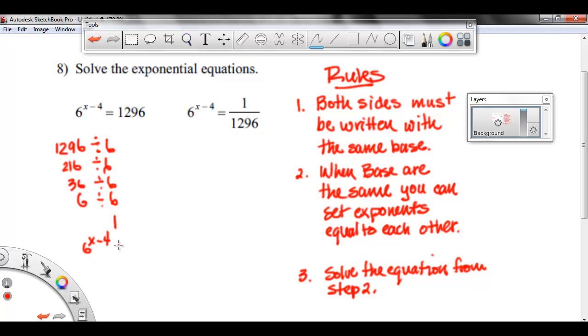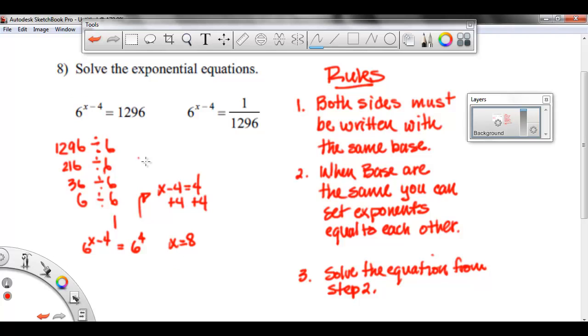So now we're going to set the left-hand sides and right-hand sides equal to each other, write them with the same base. So 6 raised to the x minus 4 has to be equal to 6 to the 4th. So we wrote both sides with the same base. We know we divided 6 into 1296 4 times to get back to 1. And now it says in step 2, when the bases are the same, we can set the exponents equal to each other. And for the last step, we have to solve the equation that we have. So we're going to add 4 to each side to get a negative 4 to go to 0. And I get x equals 8.